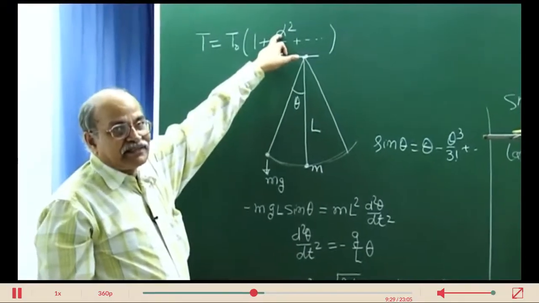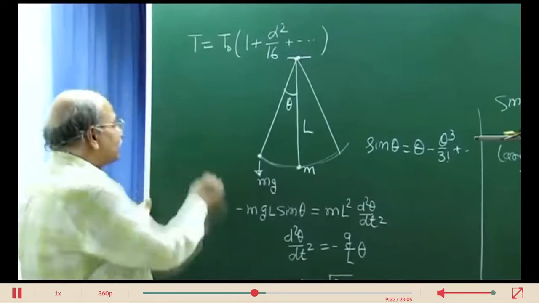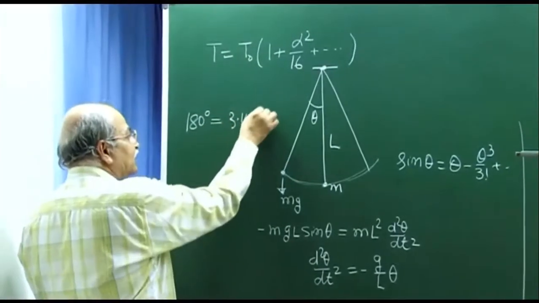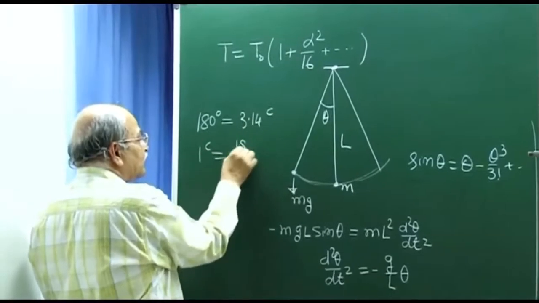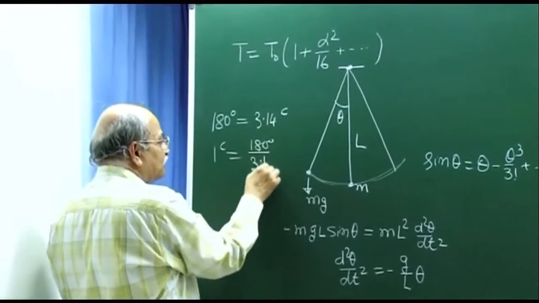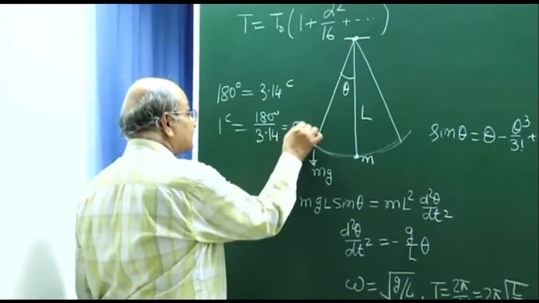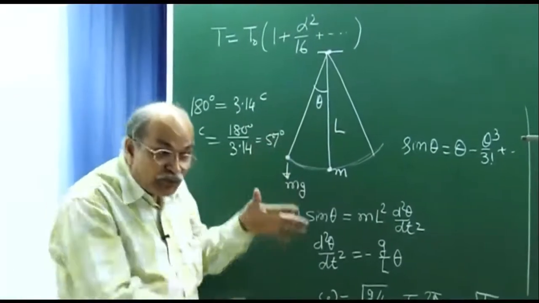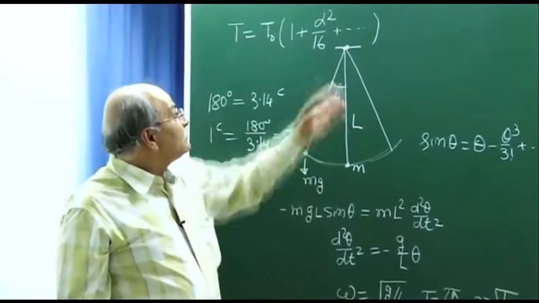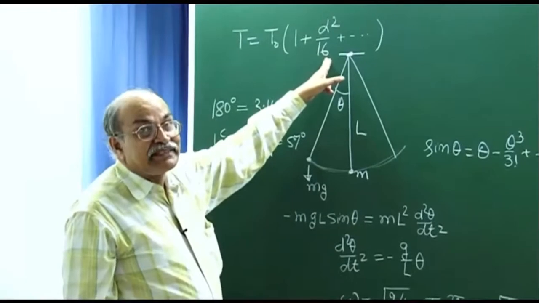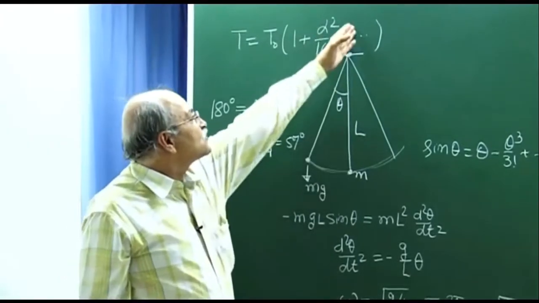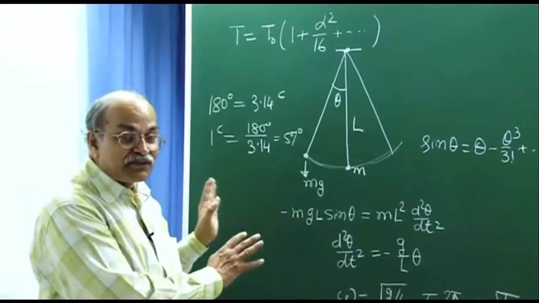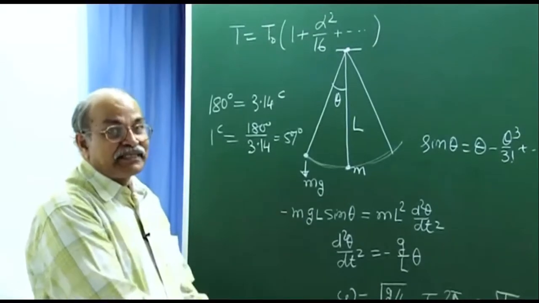So alpha is 1 radian, and 1 radian, you know how many, 180 degrees is pi radian. So if you take this as 3.14 radian or so, 1 radian means 180 degrees divided by 3.14, so something like 57 degrees. So at alpha equal to 1, it is a huge amplitude, 57 degrees of amplitude, and even then this will be 1 by 16. 1 by 16 is 6% of error, and later terms will be even smaller. So that is how the time period variation with amplitude takes place.